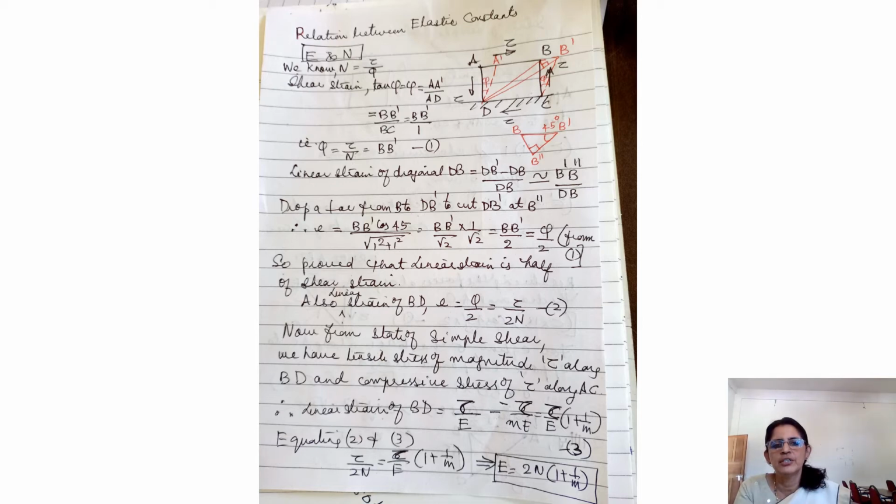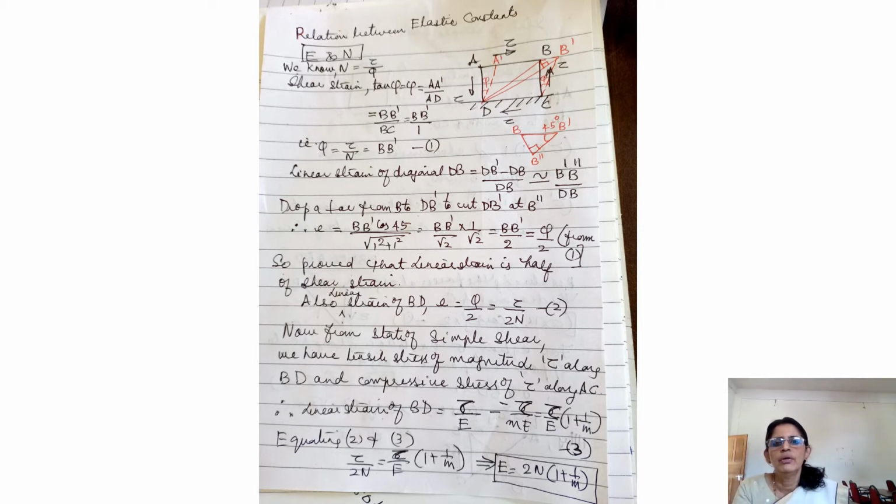By basic principles, from this triangle ADA dash, tan phi is equal to the opposite side AA dash by AD, or from this side you will have BB dash by BC. I have taken all the sides as unity, so this becomes BB dash by 1. I have told you phi is very small, so we are approximating tan phi as phi radians. So phi is equal to tau by N from the basic first principles, which is equal to BB dash. So phi is equal to BB dash, that is equation number 1.